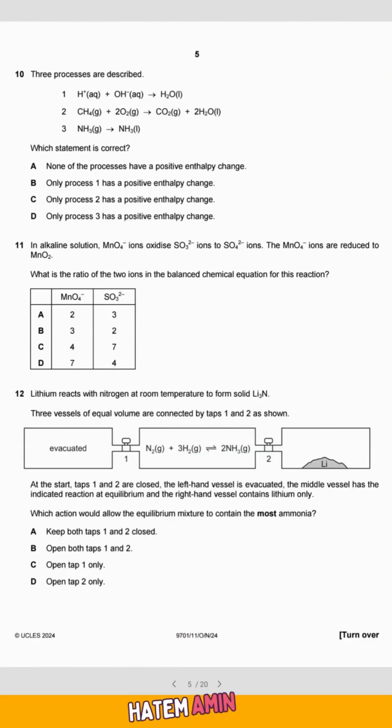The question is, the processes are described here. We have three processes. The first one is hydrogen with OH, so this is a neutralization reaction. The second one is CH4 with oxygen to give carbon dioxide, a combustion reaction, and here we have NH3 gas to give NH3 liquid. So this is a condensation process, and the question is, which statement is correct?